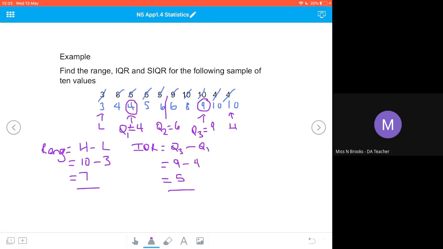And then we're going to look at the semi-interquartile range, and that was Q3 take away Q1, or our interquartile range, divided by 2. And so if we substitute in our 9 take away 4 divided by 2, we know that that's 5 divided by 2, and that gives us a semi-interquartile range of 2.5.